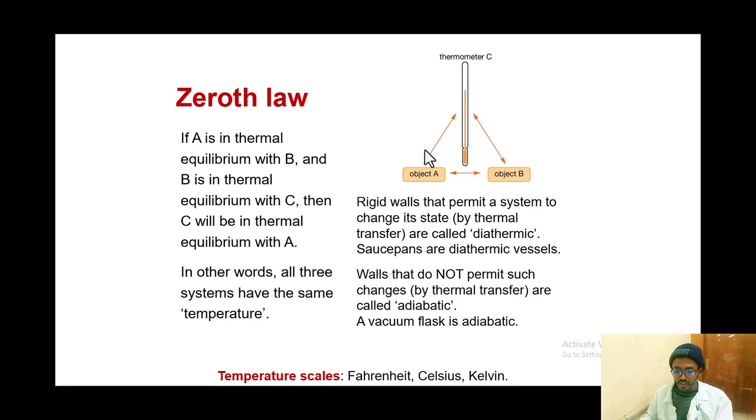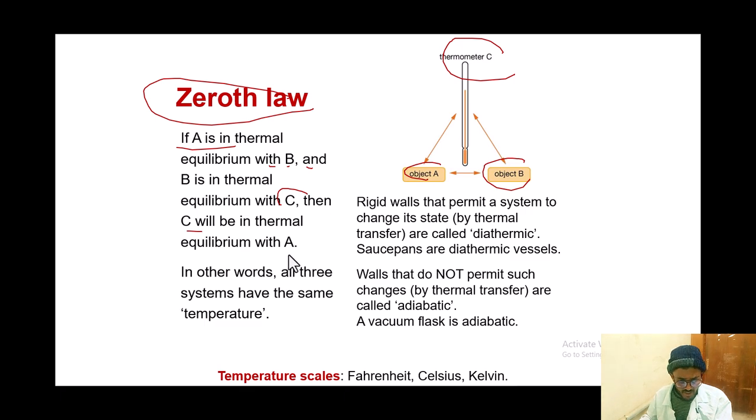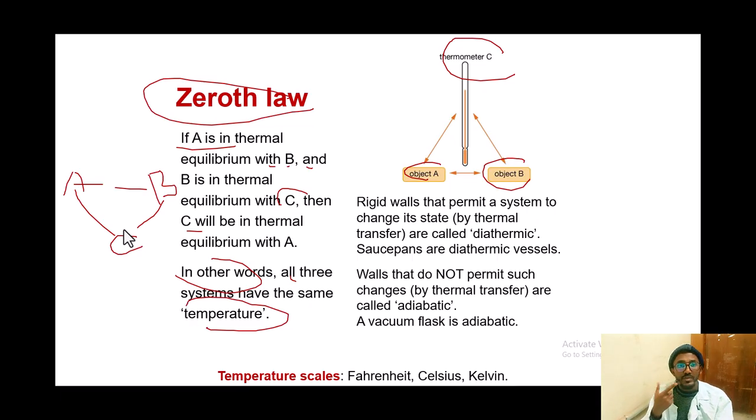So the first one is the Zeroth Law of Thermodynamics, right? Let's say we have object A and object B, and this is thermometer C. If A is in thermal equilibrium with B and B is in thermal equilibrium with C, then C will be in thermal equilibrium with A. It's obvious. In other words, all three systems have the same temperature. We call this the Zeroth Law of Thermodynamics.